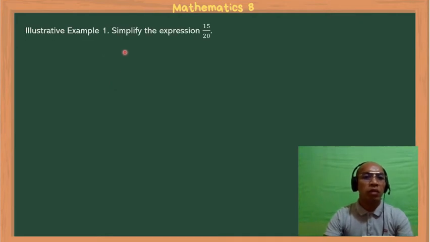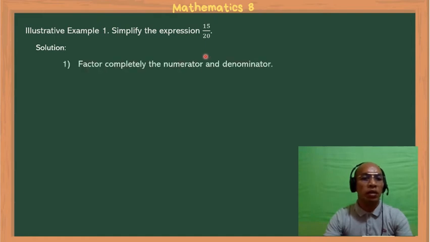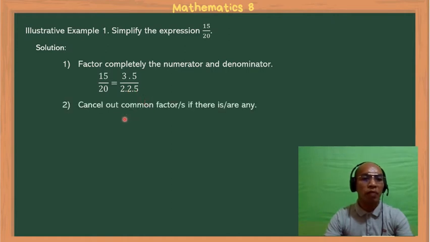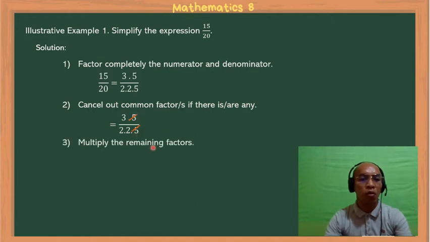So let's have example number 1. Simplify the expression 15 over 20. First step, we're going to factor the numerator and denominator completely. Our numerator is 15. The prime factorization of 15 is 3 times 5. The denominator is 20. The prime factorization of 20 is 2 times 2 times 5. Step number 2, we're going to cancel out the common factor. In this case, the common factor is 5 and 5. So we will cancel it out because their quotient, 5 divided by 5, is 1.